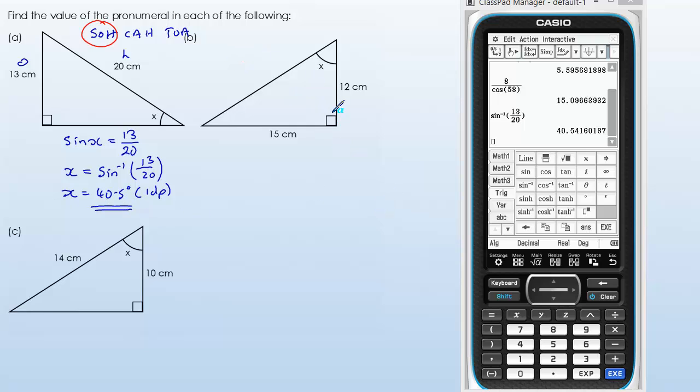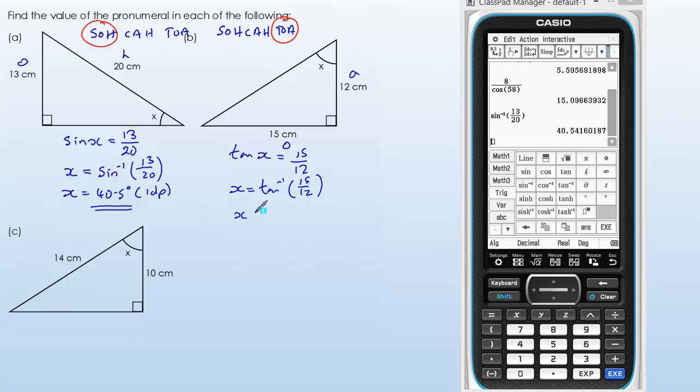So coming to part B over here, if this is the angle, this one is the adjacent, this one is the opposite, so SOH CAH TOA, opposite and adjacent, that means we're using tangent. So the tangent of x is equal to the length of the opposite over the length of the adjacent. And then write that line down again, so it's going to be the inverse tan of 15 over 12.